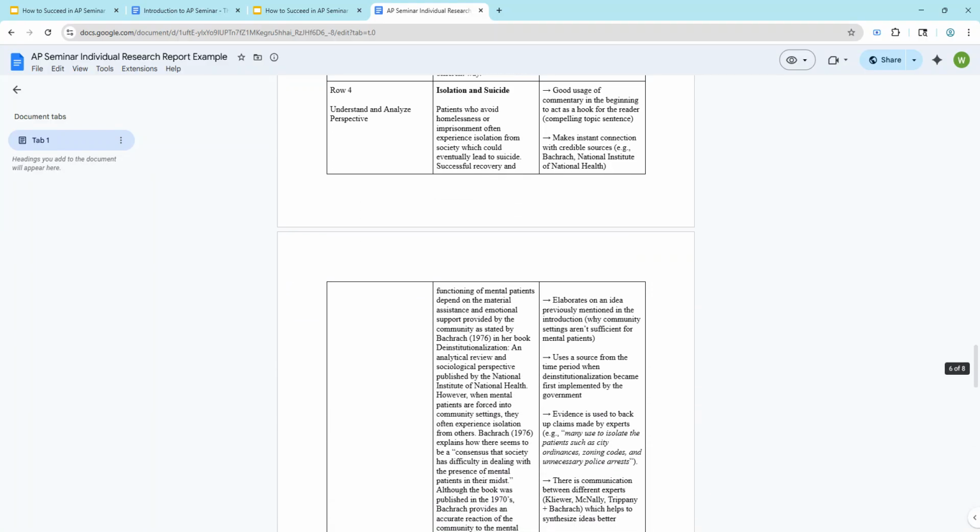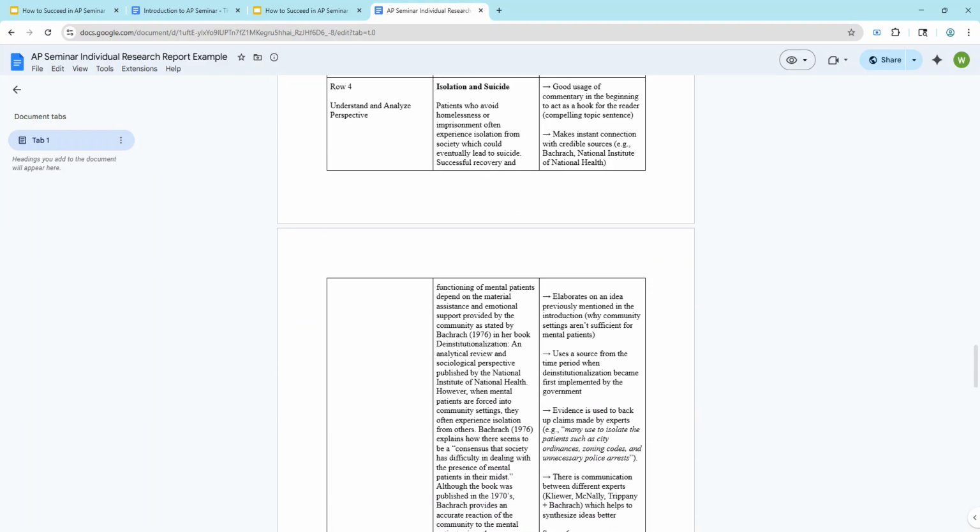Let's look at row 4. Understand and analyze perspective. Isolation and suicide. Patients who avoid homelessness or imprisonment often experience isolation from society, which could eventually lead to suicide. Successful recovery and functioning of mental patients depend on the material assistance and emotional support provided by the community, as stated by Bachrach in her book Deinstitutionalization, an Analytical Review and Sociological Perspective, published by the National Institute of Health. However, when mental patients are forced into community settings, they often experience isolation from others.